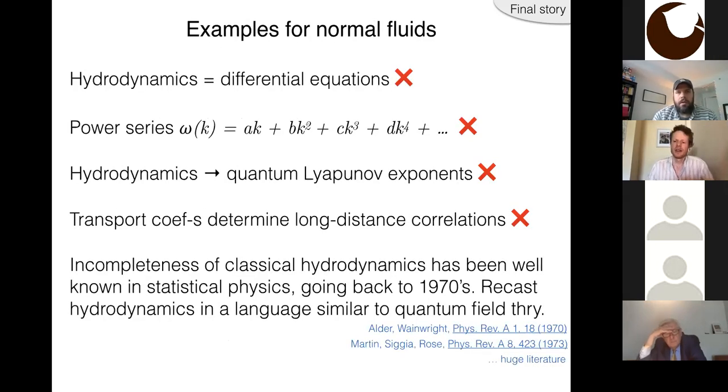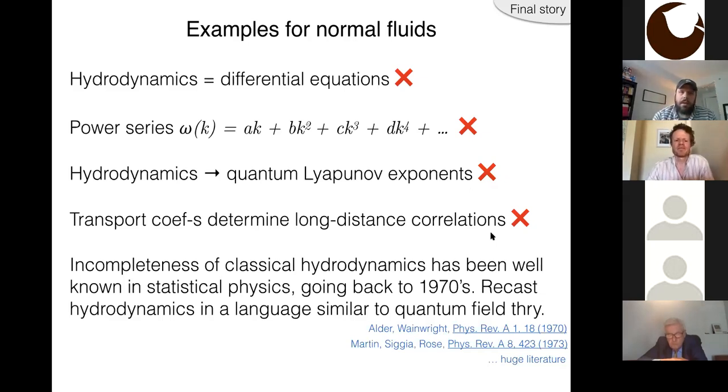So to give a few examples of things that go wrong for normal fluids, if you try to look at macroscopic correlations, well, if you thought that hydrodynamics is given by differential equations, doesn't work. This power series for frequency as a function of the wave vector doesn't work. Hydrodynamics and the relationship between the Lyapunov exponent doesn't work. The transport, you thought the transport coefficients like the viscosity will determine for you long distance correlation, doesn't work.